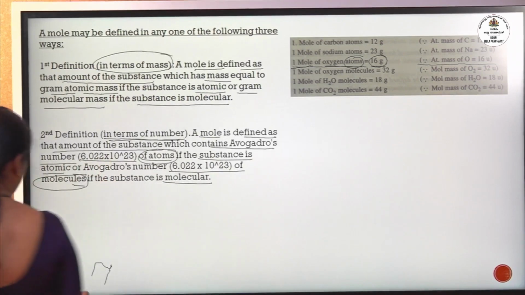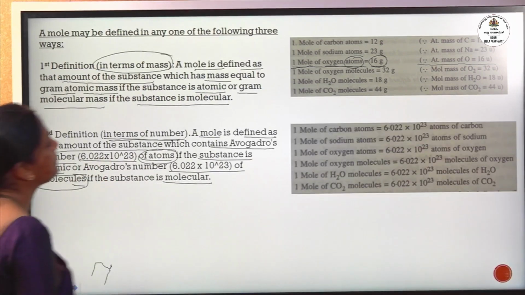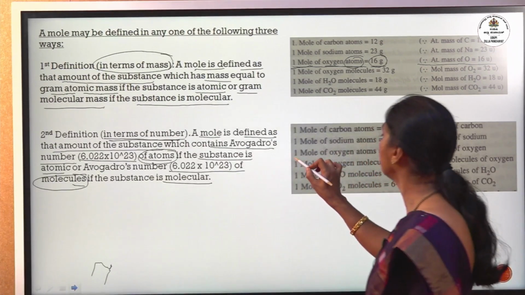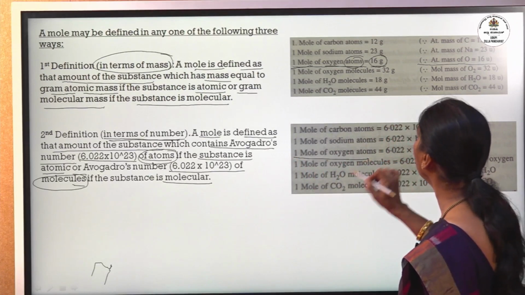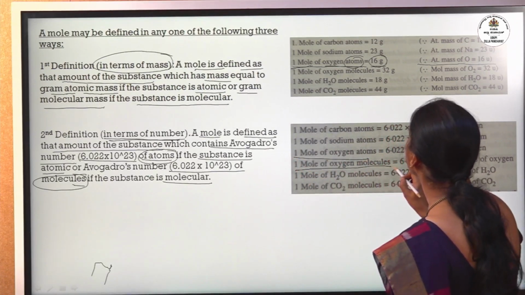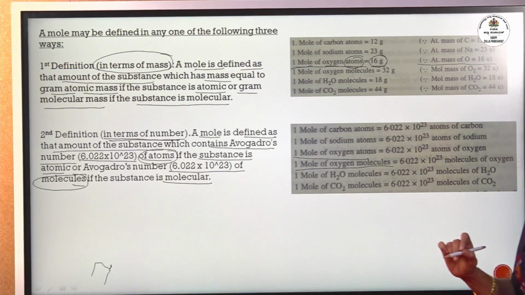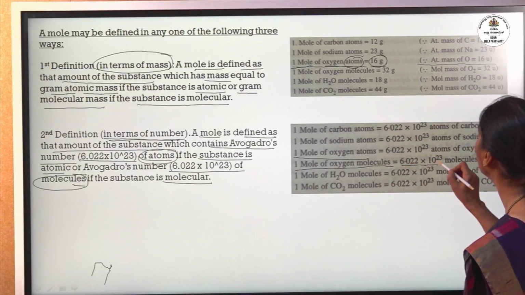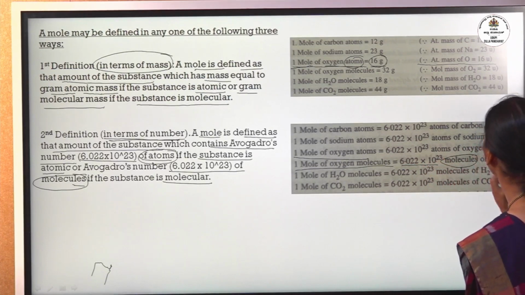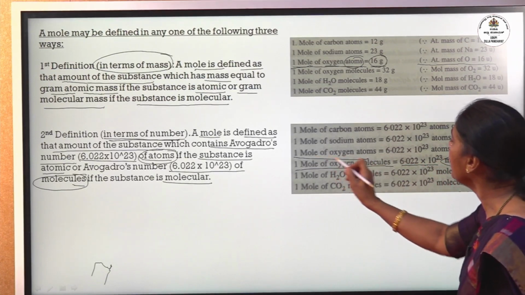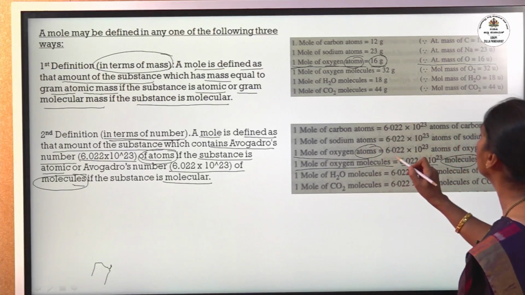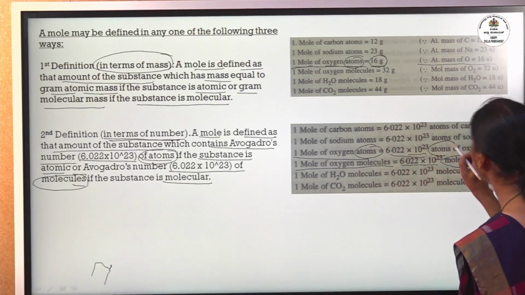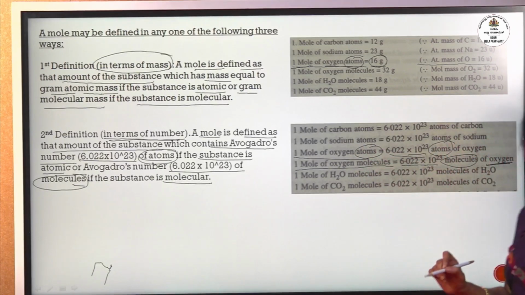Now, for this we will see the example. Again we will take oxygen itself. 1 mole of oxygen molecules contains 6.022 into 10 to the power 23 molecules of oxygen. If we take 1 mole of oxygen atoms, the same number of oxygen atoms are present in that.